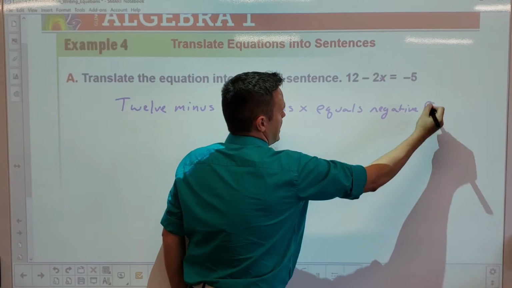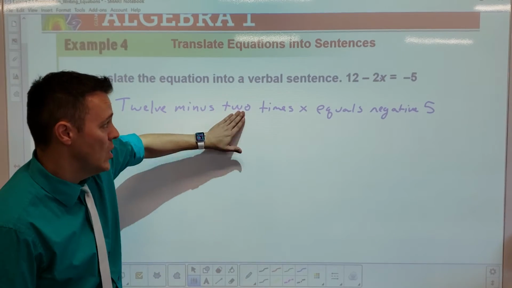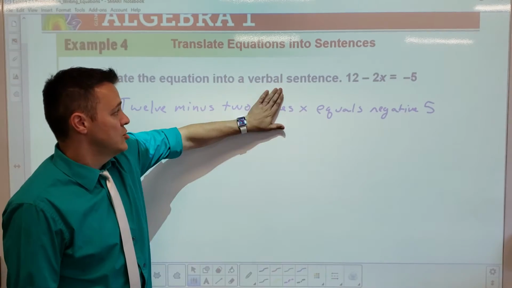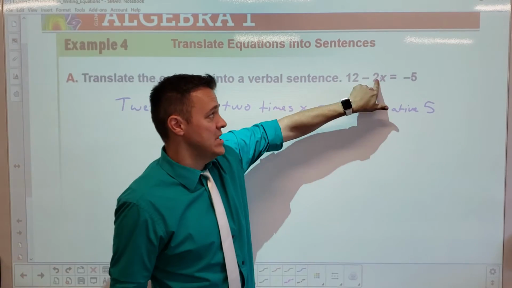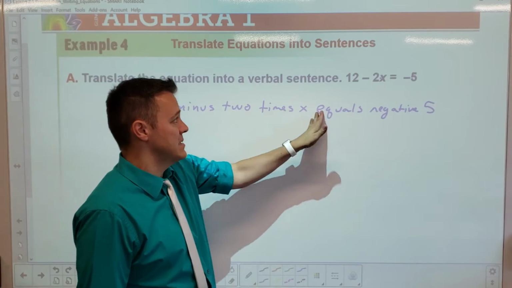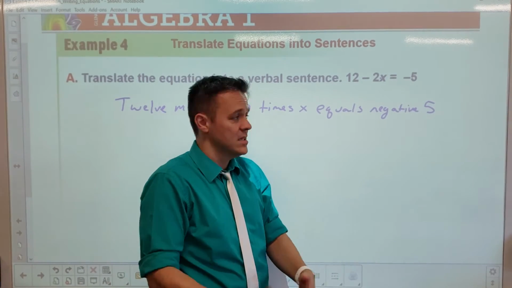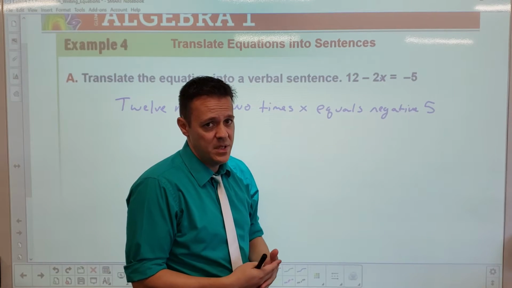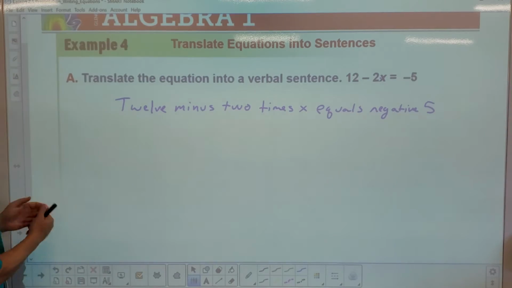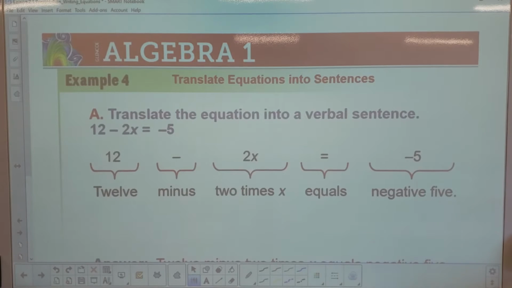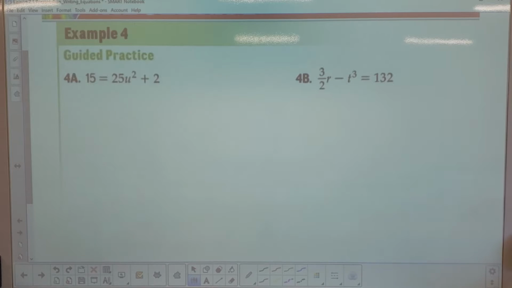Understand, on a test, ladies and gentlemen, it's going to have 12 minus 2x. 2x, ladies and gentlemen, is not correct. There's a multiplication sign in there, so it needs to be 2 times x. Or it would say the product of 2 and x. Some type of multiplication needs to be in there. It's just not 2x. Okay? So please make sure you guys understand that. Try this one next, and then that's it, ladies and gentlemen.